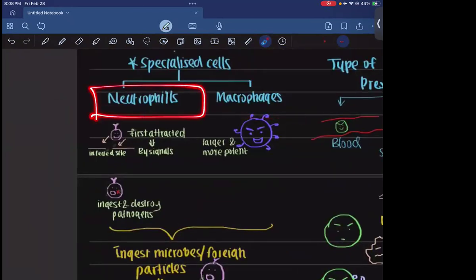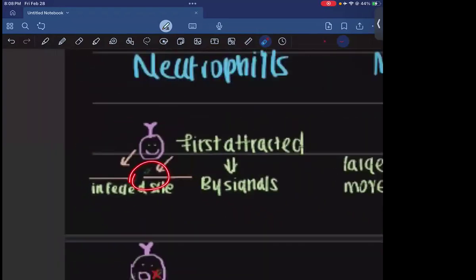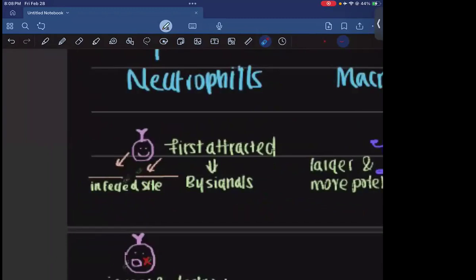Neutrophils are the ones that are going to get attracted first. Now there will be an infected site. That means when the bacteria is trying to enter, it has entered through a particular site in your skin. It has surpassed the external defense, and now it has entered. This site is called the infected site. To this infected site, the first type of cell that is going to get attracted are the neutrophils.